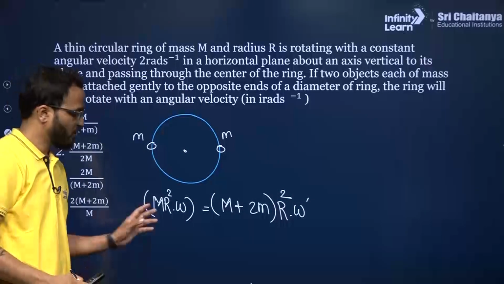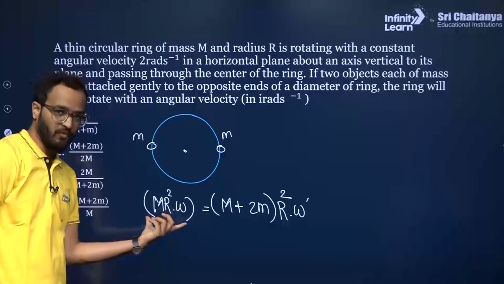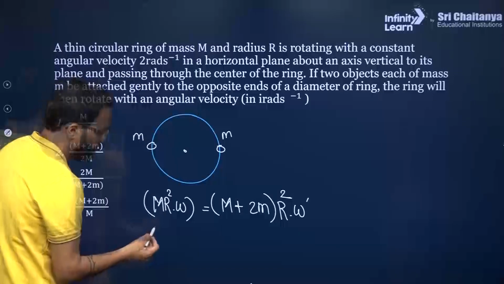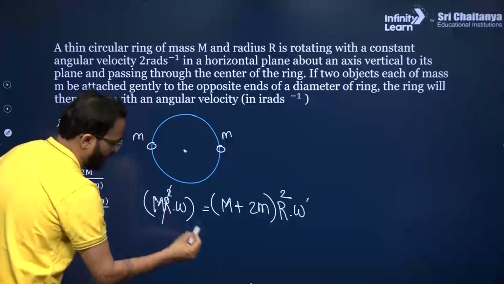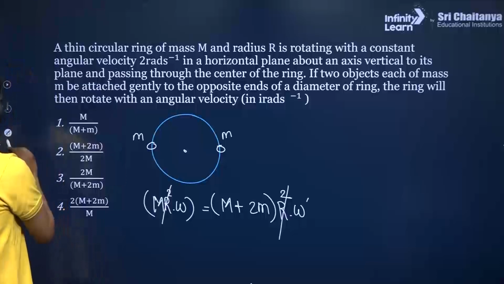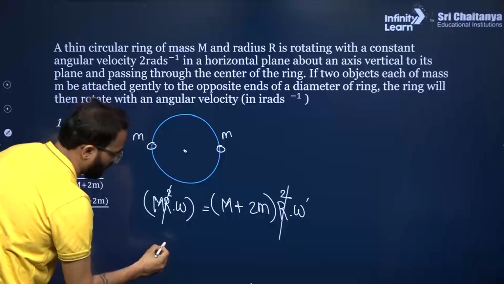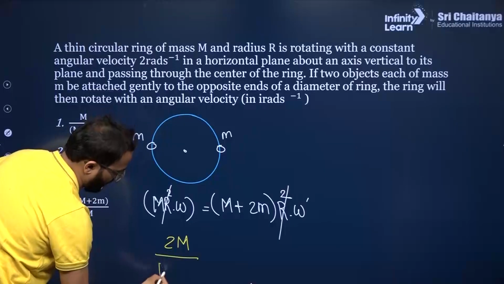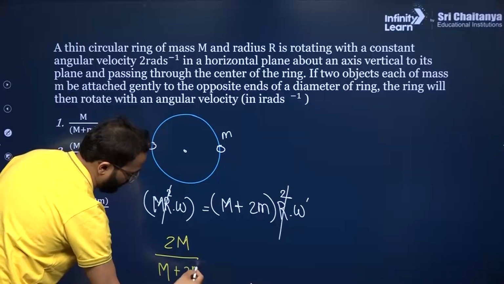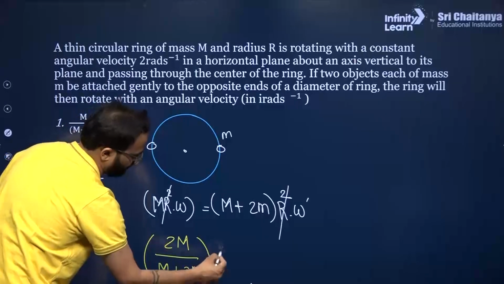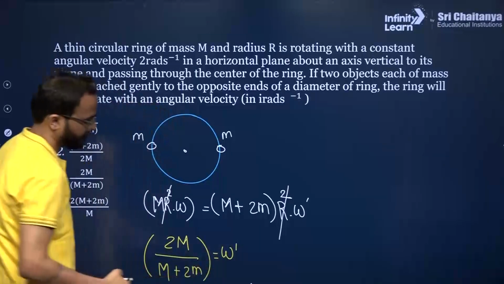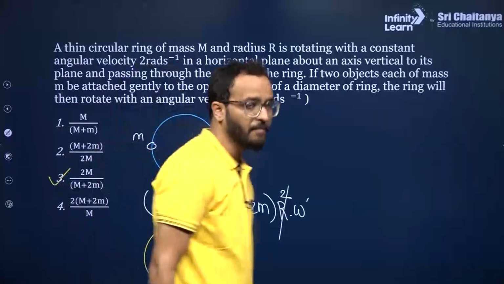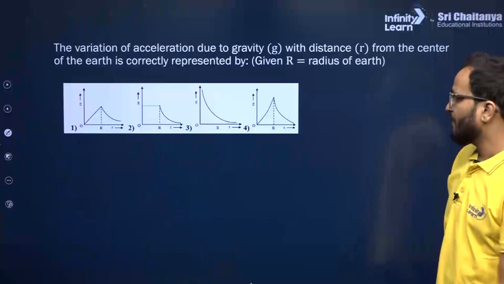So, according to conservation of angular momentum, angular momentum before keeping these two point masses and after keeping these two point masses will be the same. We will say that r square and r square will get cancelled and our final answer will be omega dash is M upon (M plus 2m) times omega. Okay, so which option is correct? Third option is correct. Okay, so I hope you got this answer correctly.